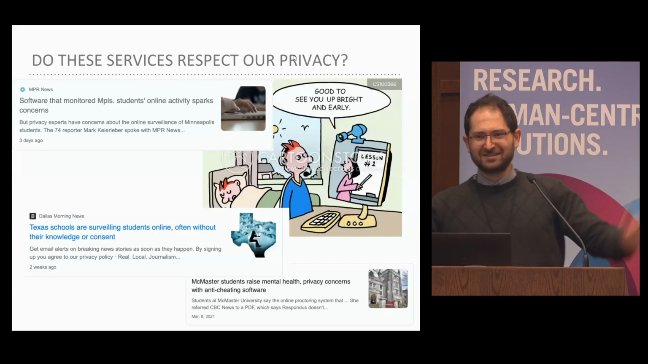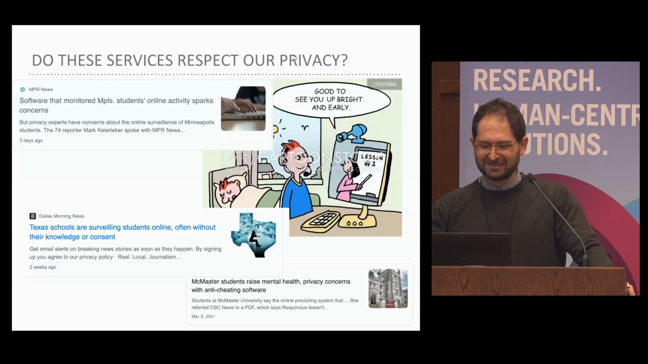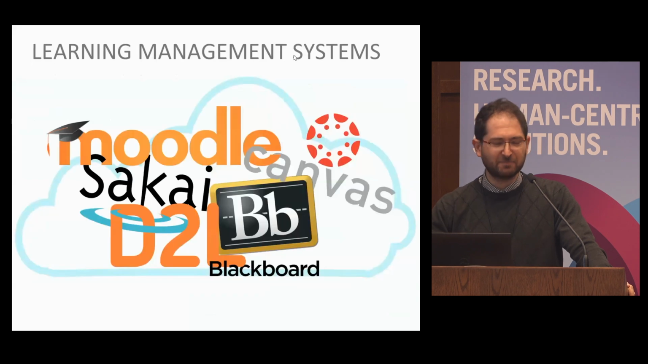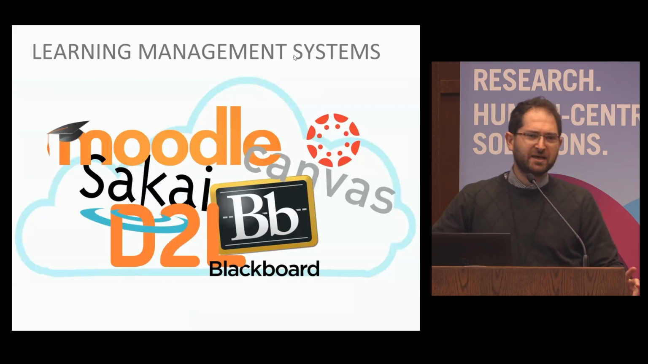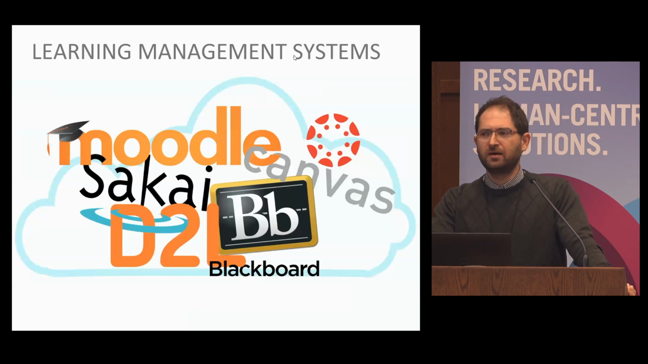Right, that's the setup, that's kind of what I do, but today's talk will be more on a particular subset of that, which is learning management systems. I have to say a lot of what I'm going to say also applies to all the systems that you use, if you're using Teams or Slack, or all of those systems that you use during your work.